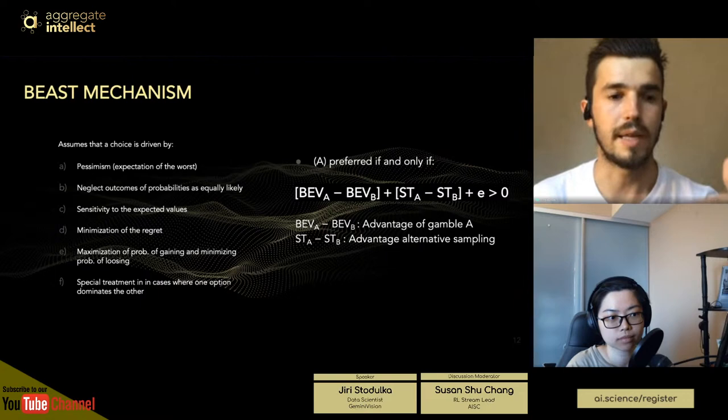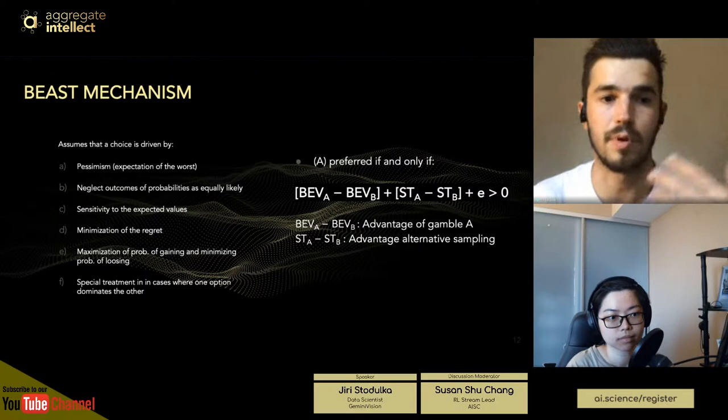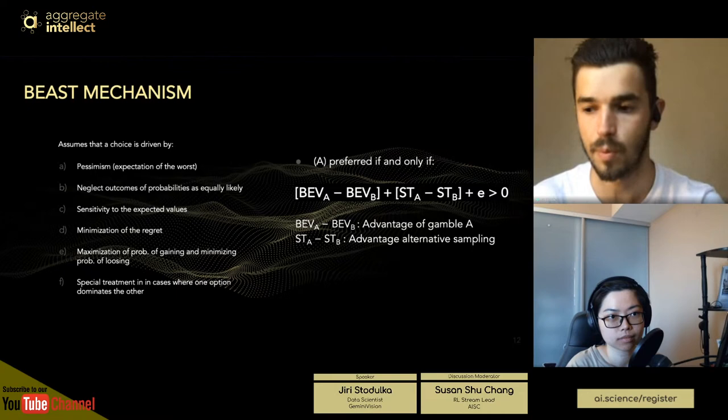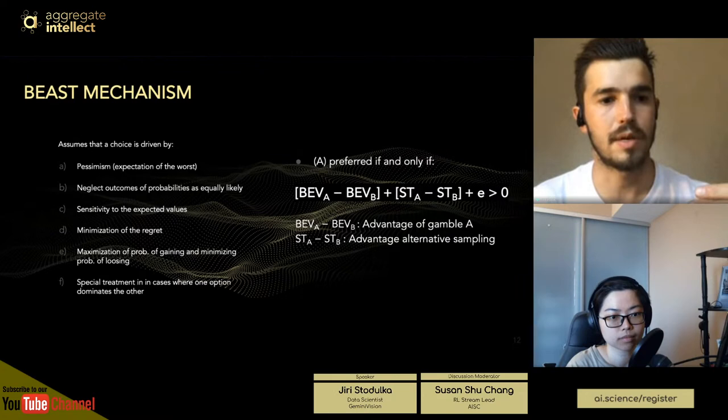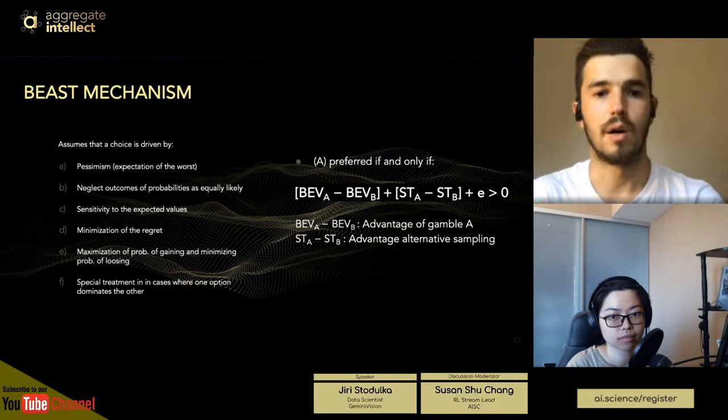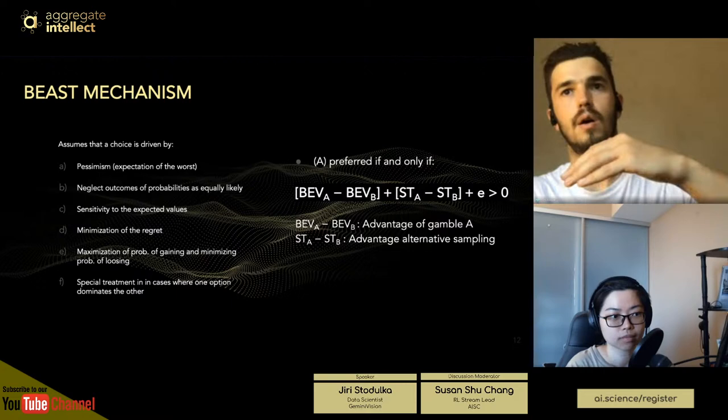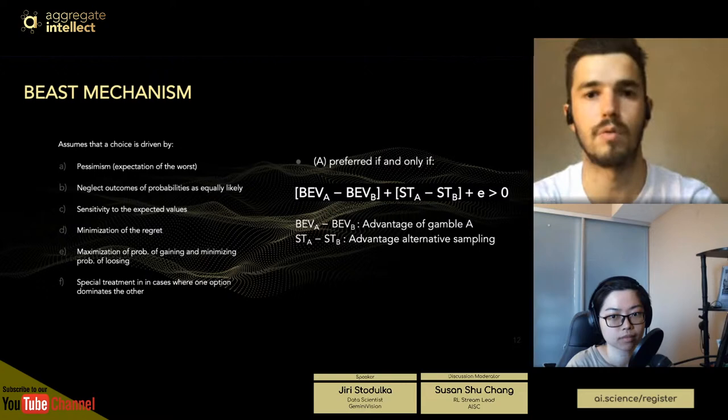So it incorporates pessimism, also sensitivity, for example, sensitivity to the expected value, as the utility theory and prospect theory do as well. But also it incorporates humans' desire to maximize the probability of gaining, but simultaneously the human desire to minimize the probability of losing. But I'm not sure if it answers the question very well, because I see the Bayes as the descendant, or the next generation, of prospect theory.